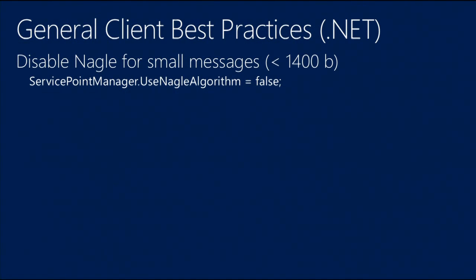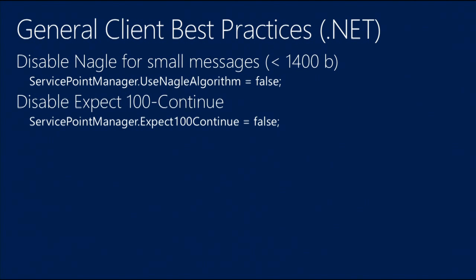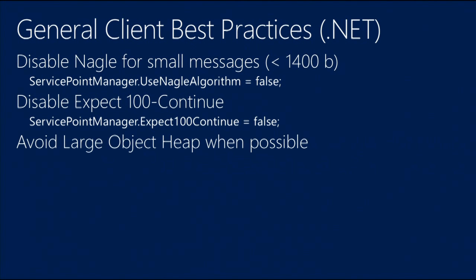All right, so here's some general client best practices for .NET. If you're doing any small requests, these are queue messages, small tables, small blobs, you may want to disable the Nagle algorithm. What this does, it will basically wait to coalesce requests to the server to fully utilize the TCP window. If you're sensitive to latency, this may be something that affects you. Disable expect 100 continue. Avoid the large object heap when possible.